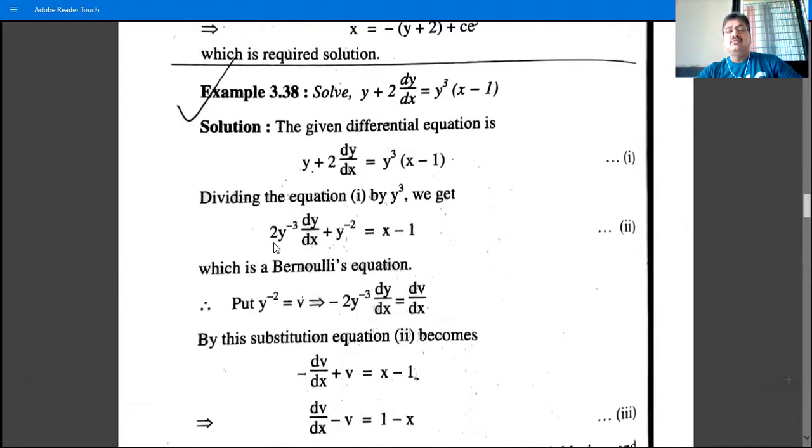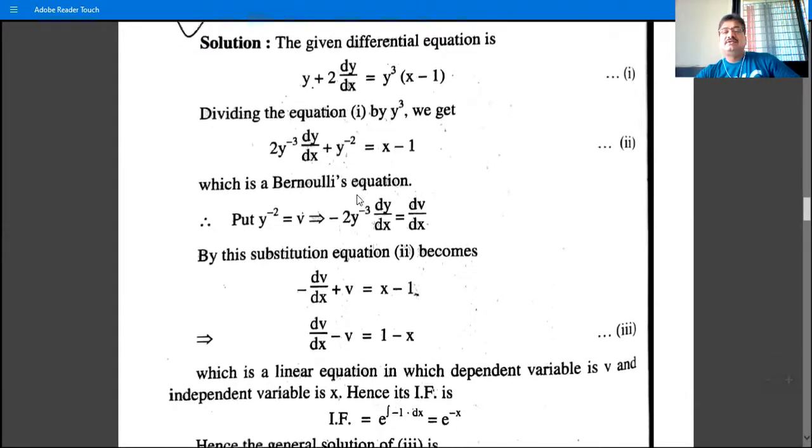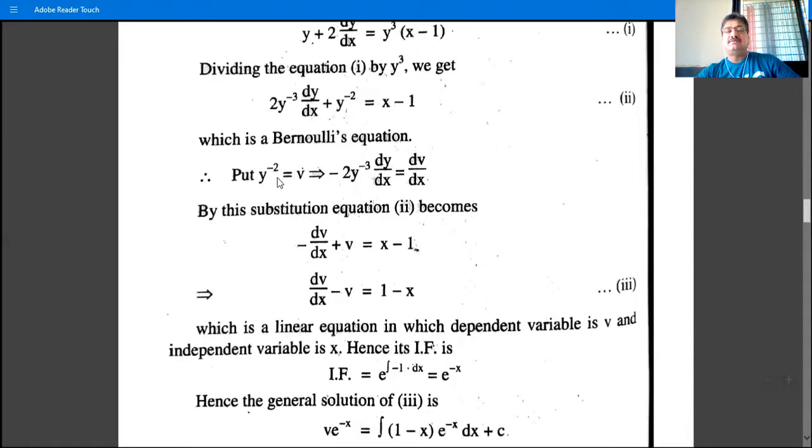So we have 2 y raised to minus 3 dy by dx, y raised to 1 and into y raised to minus 3 is y raised to minus 2, is equal to x plus 1. Then substitute y raised to minus 2 as v, and so its derivative is minus 2 y raised to minus 2 minus 1, which is minus 3, dy by dx is equal to dv by dx.